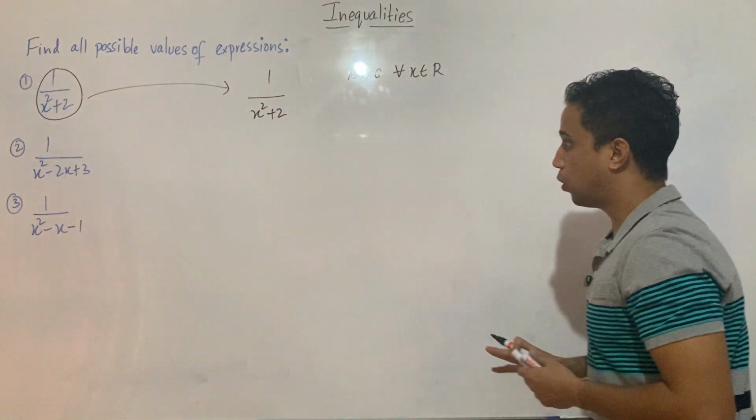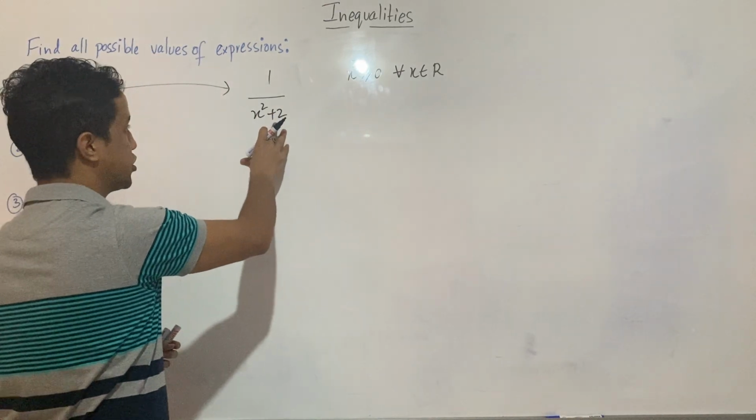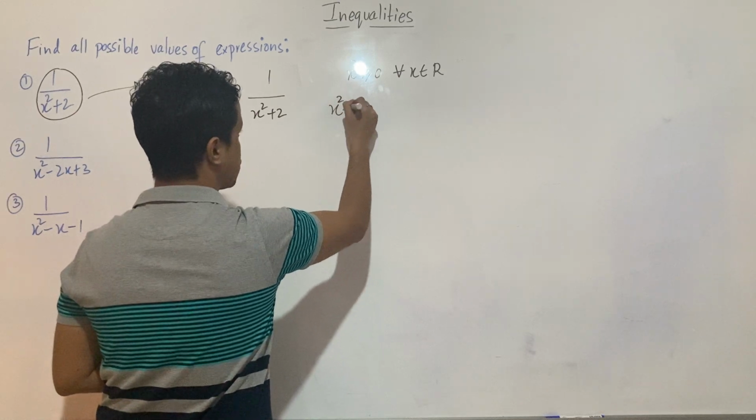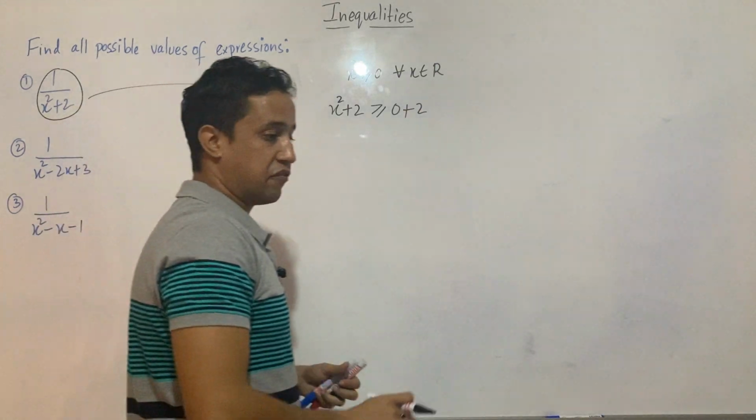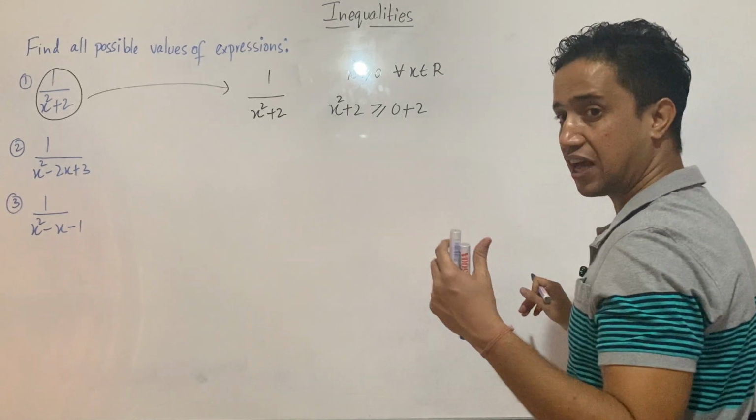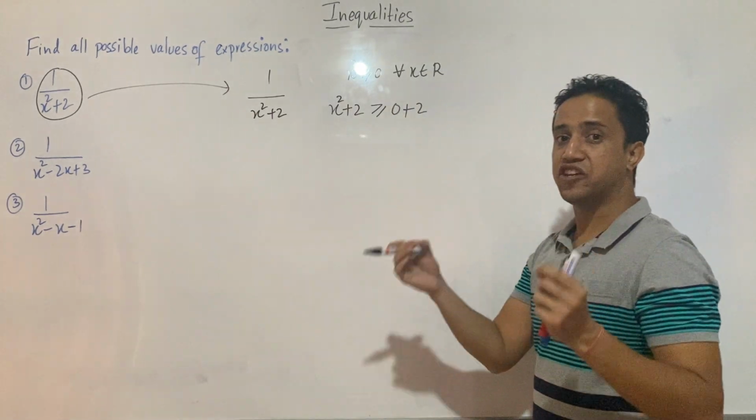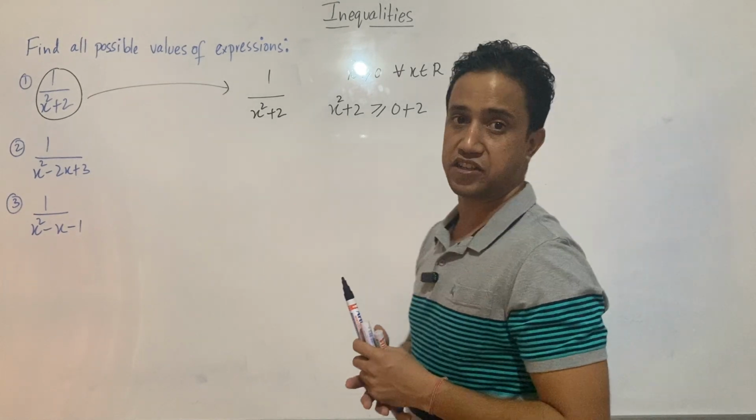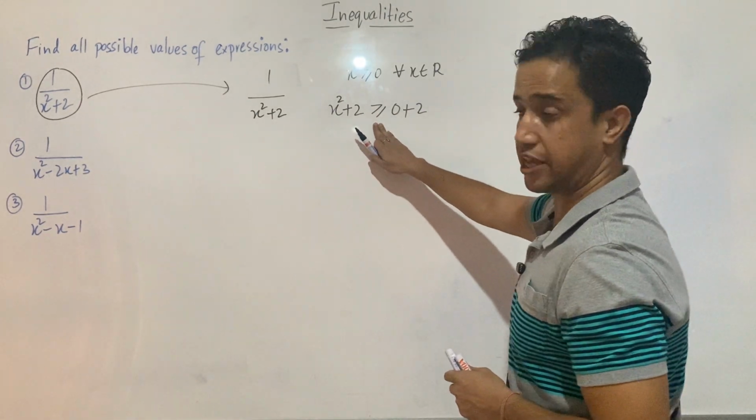Okay, so here what I will do is add 2 to both sides. If I add 2 to both sides, what will happen? Here x square plus 2, and here 0 plus 2. We have seen it before, I guess in the last-to-last session, that if you add or subtract any number from both sides of the inequality, it doesn't affect the sign of the inequality. So here it will remain the same.